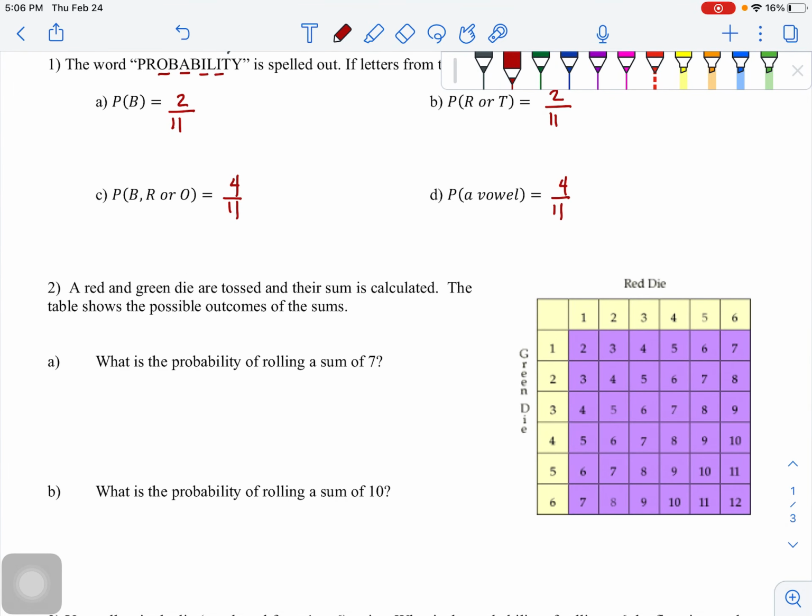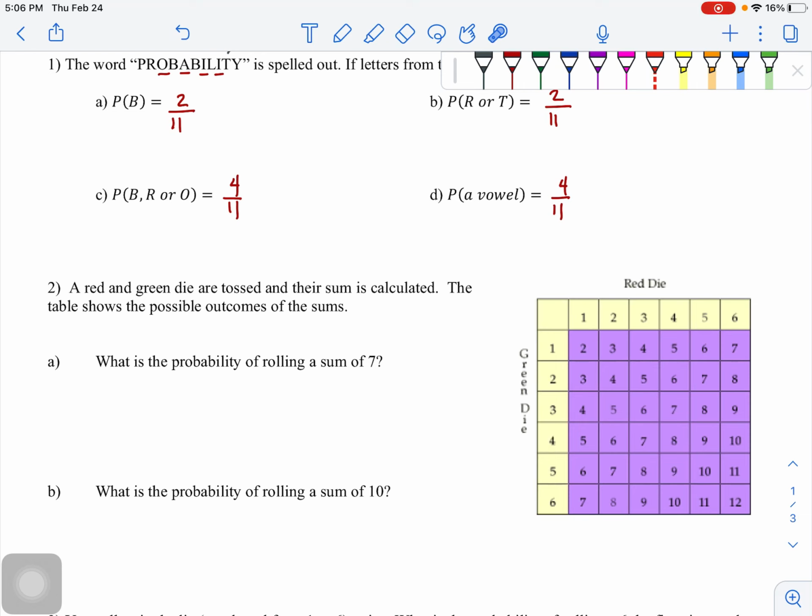Next one is something a little new. We have this diagram, and when you roll 2 die, they calculated their sum. And the purple right here is the possible sums, right? If you roll a 1 on the red die and a 1 on the green, you get a 2. If you rolled a 4 and a 3, you get a 7.